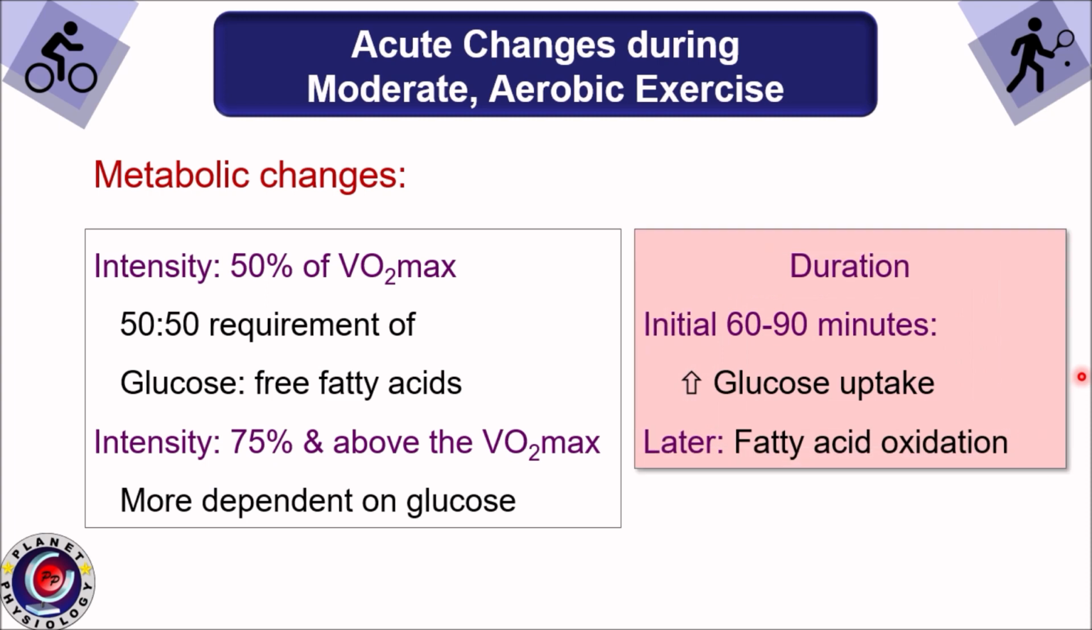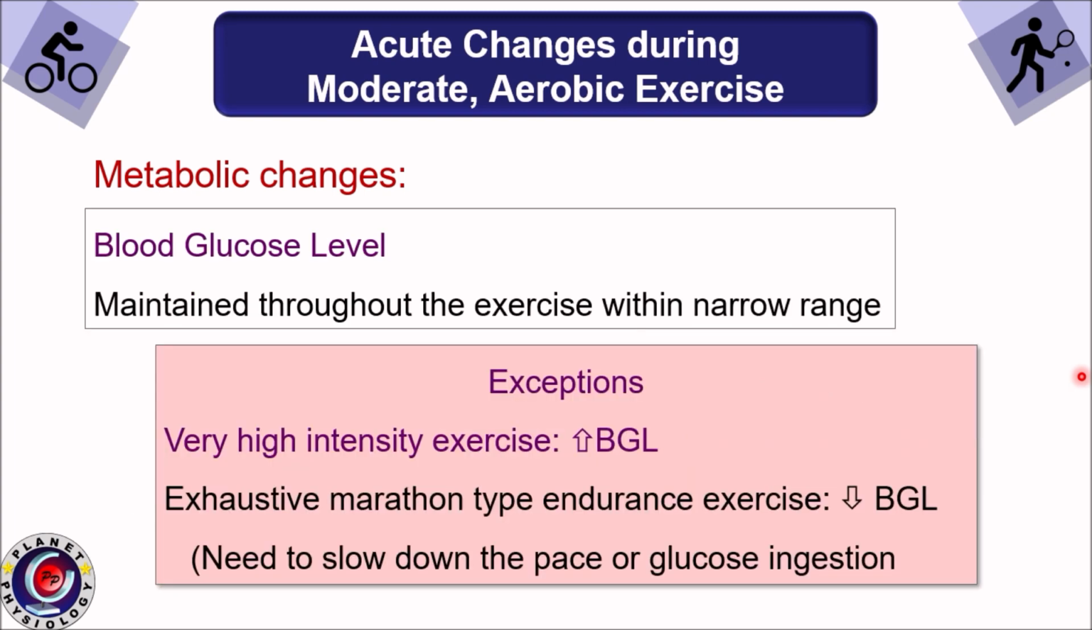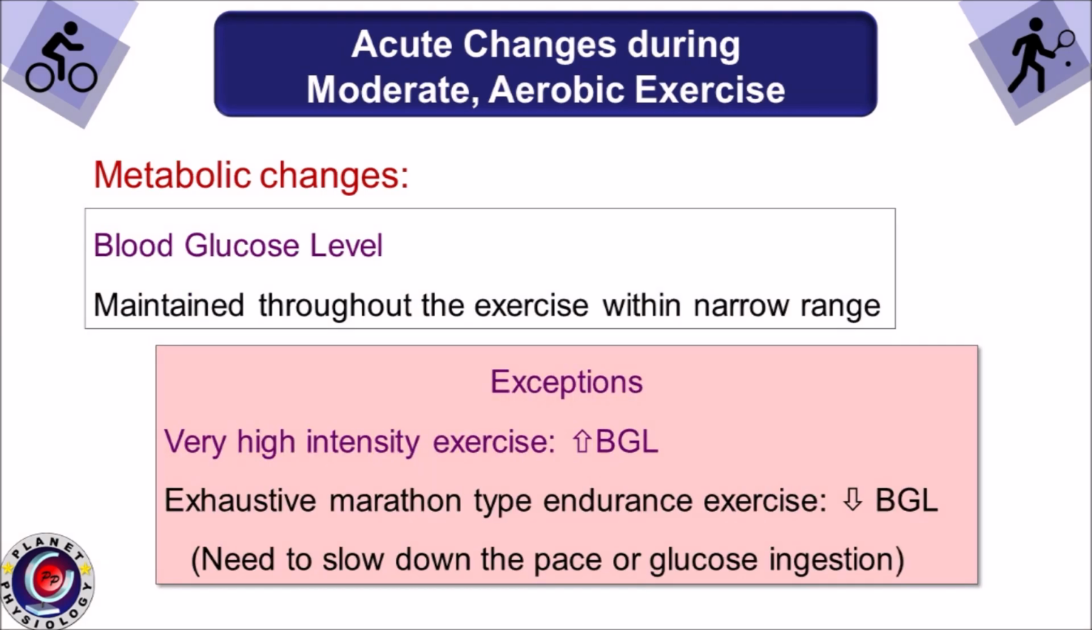In the initial 60 to 90 minutes of exercise, glucose uptake will increase, but later it will be mainly fatty acid oxidation. So, even though muscle glucose uptake has increased, blood sugar level will be maintained within narrow range. Only exception for these conditions are two. During very high intensity exercises, there will be increase in blood sugar level. In contrast, during exhaustive marathon type of endurance exercises, blood sugar level will decrease.